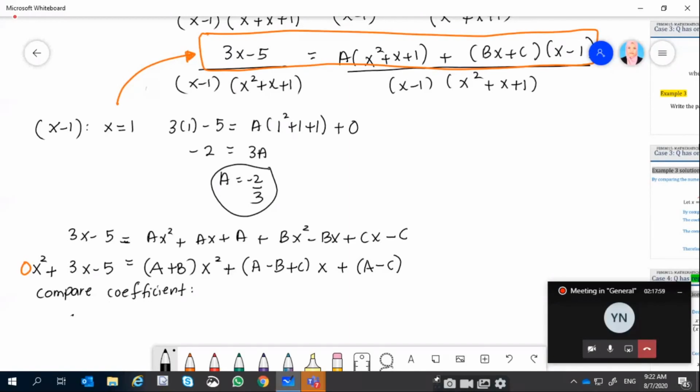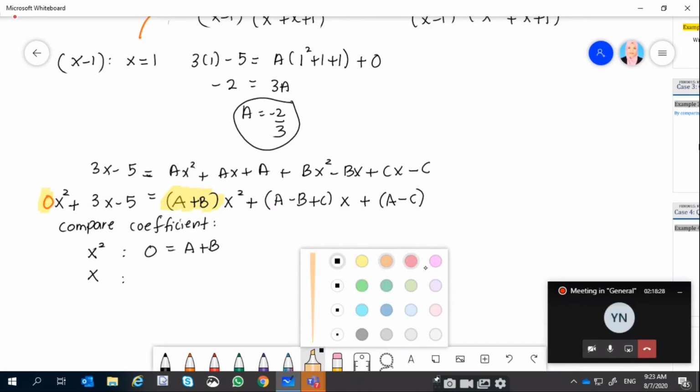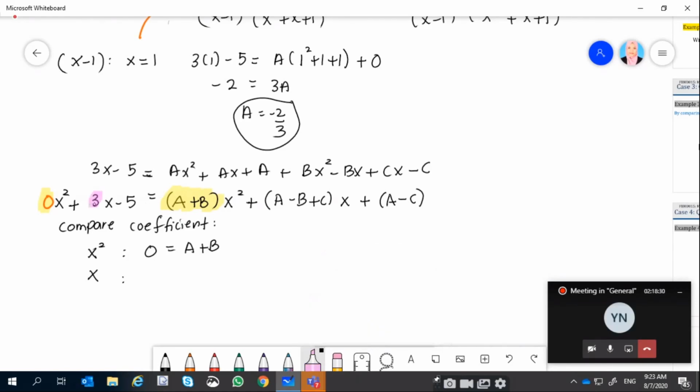Okay, we start from s squared. What is the coefficient that you have at the left hand side and the right hand side? It is 0 equals a plus b. And then for s, at the left hand side you will have 3 equals a minus b plus c. Then the constant: negative 5 equals a minus c.